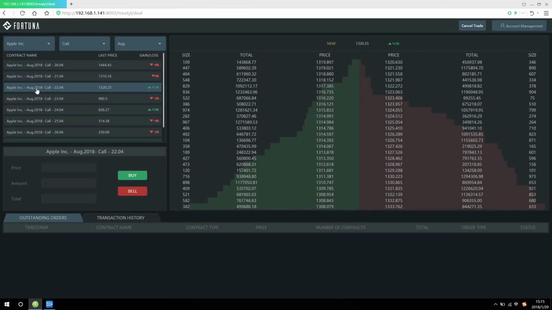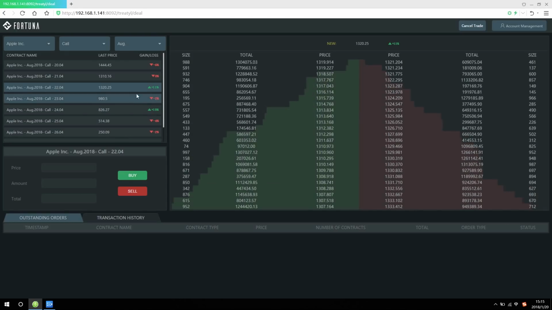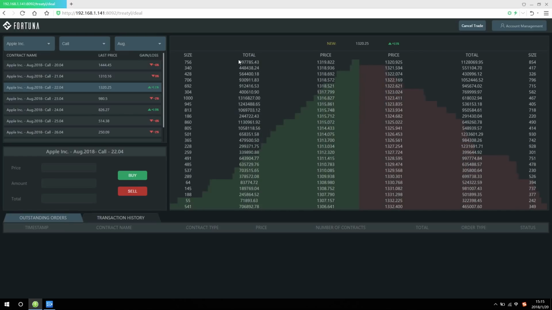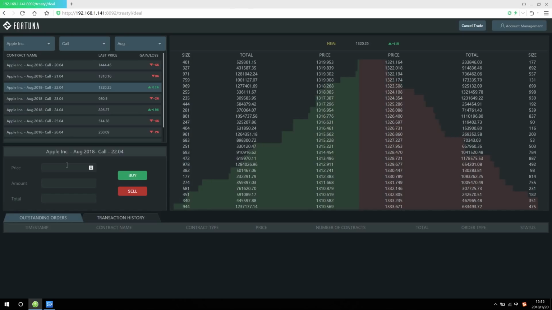So, for example, here we're looking at the Apple August 2018 call striking at 2204 with price of about 1300. Of course, this price is not real market price, and this is the daily gain loss. And to the right, we have a typical outstanding orders chart, which has a list of all the bids and asks here, and the size of each order, and the total dollar amount of each order.